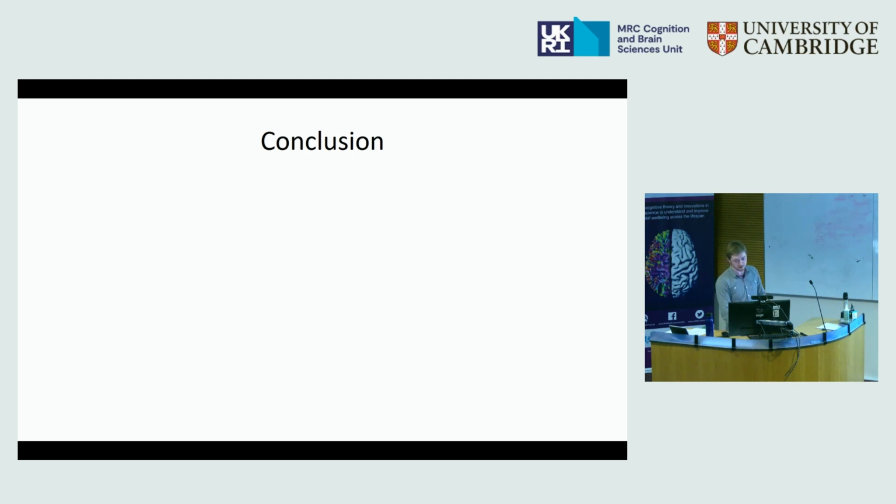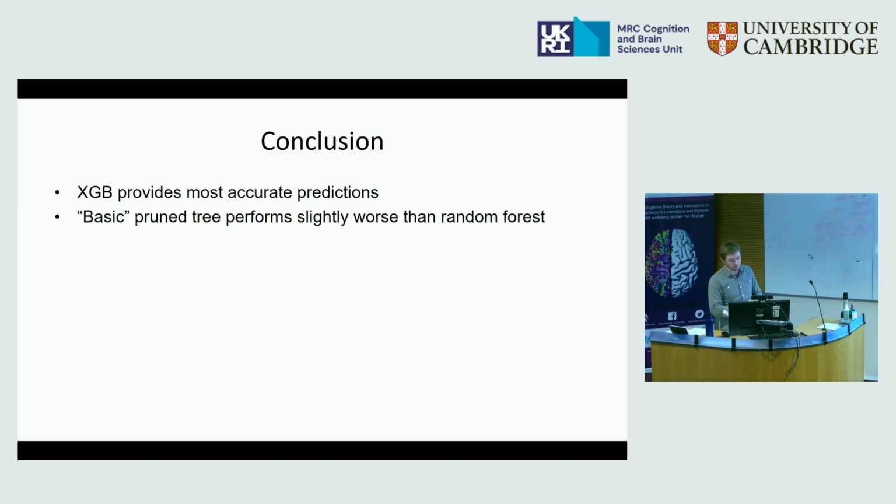When it comes to conclusions, I think one straightforward conclusion is that the XGB is far superior. At least in our example, I don't have oversight over whether there's a comprehensive literature comparison in different fields, but in our example, the XGB had very different performance than the random forest. The second thing worth showing here is that the basic pruned tree, which is a very basic method, is not so much worse than the random forest.